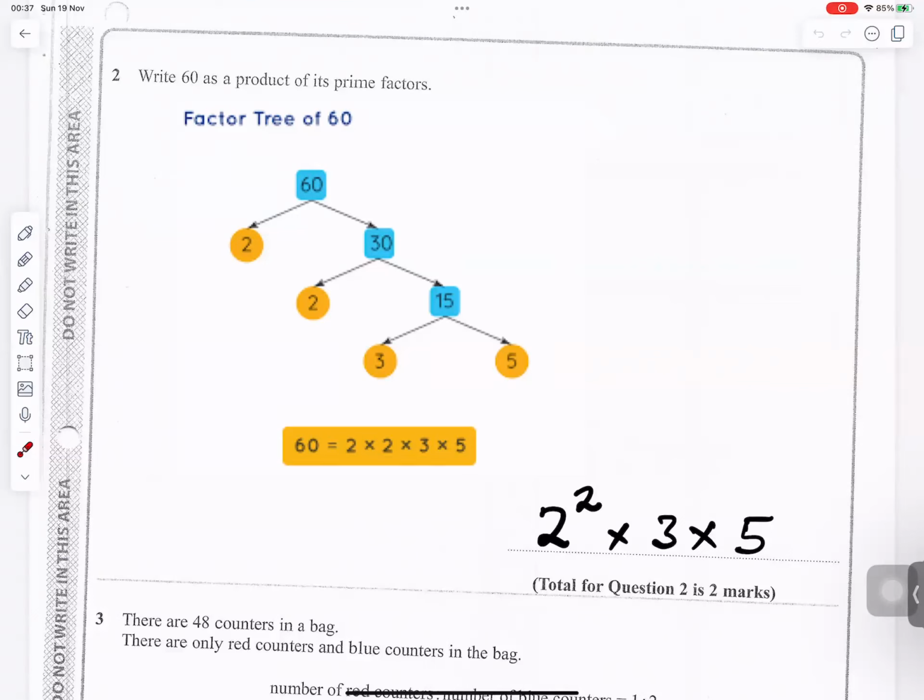Question number 2. Write 60 as a product of its prime factors. You can use your calculator, type 60, press equals, and then use the calculator factor function. It will give you this answer. Or you can do 60, 2 times 30, circle 2 because it's a prime number, and then 30 is 2 times 15, and so on, and you get that answer.